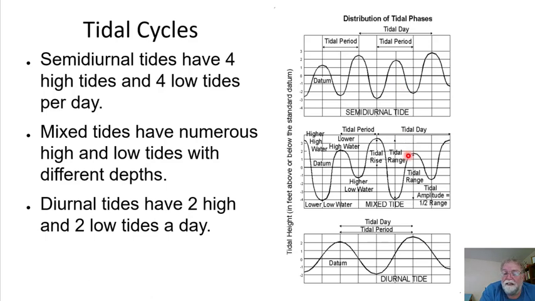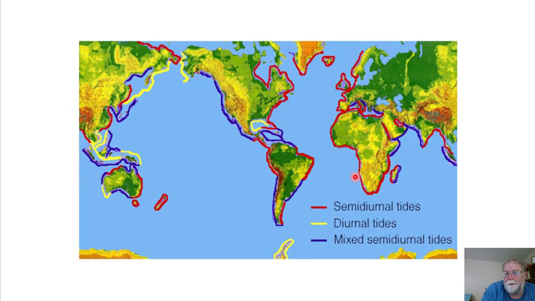Some places have mixed tides. The West Coast of the United States has mixed tides, where you'll get four high and four low, but some of the highs are higher, some of the lows are lower, and that water just sloshes around. It's interacting with the shoreline. It's interacting with the bottom. It's doing all kinds of weird things. And the funny thing about tidal cycles is they don't make any sense. They don't make any sense at all.